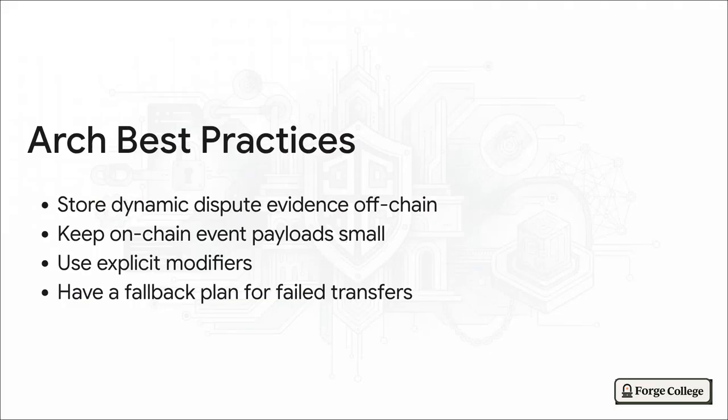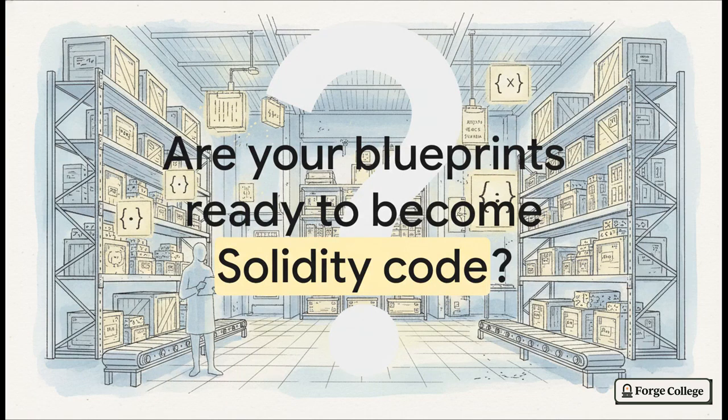Before we wrap up, let's just rapid fire a few final architectural best practices. Always store bulky, dynamic dispute evidence off-chain on IPFS. Keep your on-chain event payloads small and punchy. Lock down your functions with explicit modifiers like only maker or taker. And always have a fallback plan for failed transfers. Remember, efficiency and security are not competing goals here. They go completely hand in hand. So, are your warehouse blueprints ready to become concrete storage patterns in the next lesson?